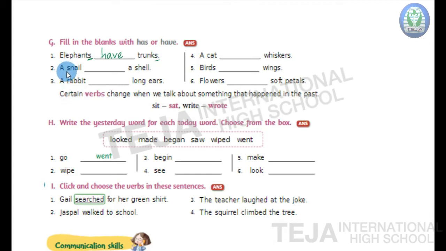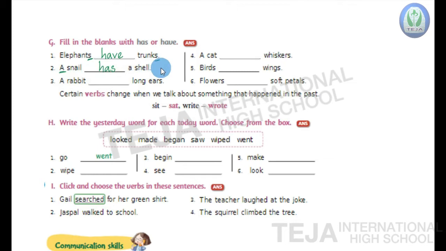Next, second question, children. A snail dash a shell. So here we are talking about only one snail. A means only one snail. As we are talking about only one animal, what do we have to use here? It's a singular form, so we have to use has here. Okay, remember that A refers to a single thing or a single animal or a single person. So, a snail, one snail. A snail has a shell.